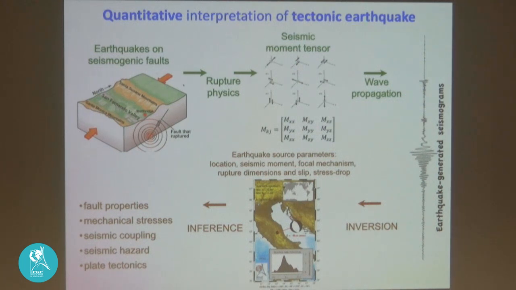So essentially we have our forward problem that relates the rupture parameters through seismic moment. We can predict seismograms, and then based on this we can formulate our inverse problem where we use these seismograms to invert for source parameters such as magnitude, seismic moment, focal mechanism, or rupture plane orientation, and so on. And based on this we can have these quantitative parameters and use them for quantitative interpretation in terms of fault properties, mechanical stresses, seismic coupling, seismic hazard, and plate tectonics. Okay, so we have a very nice paradigm for understanding and using these earthquakes.